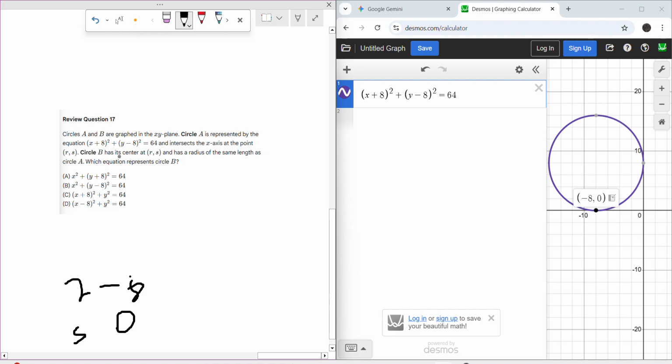Circle B has its center like this here. So the x value will be x minus h, right? X minus h and y minus k. Simple. So what is h? H is minus 8, so minus minus will be 8. So here should be 8.